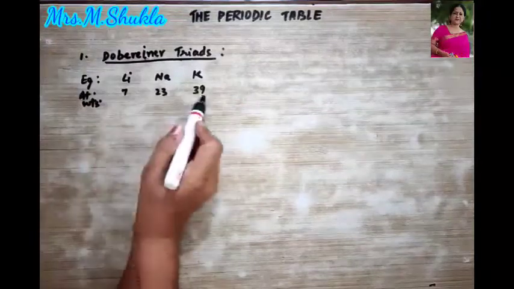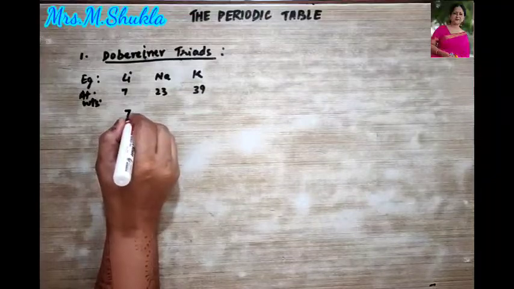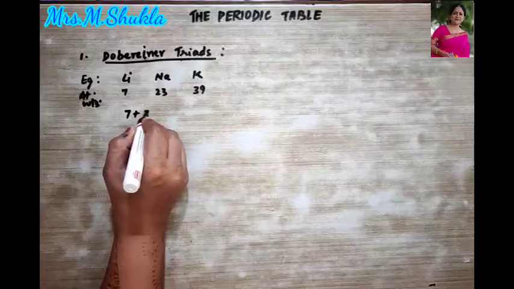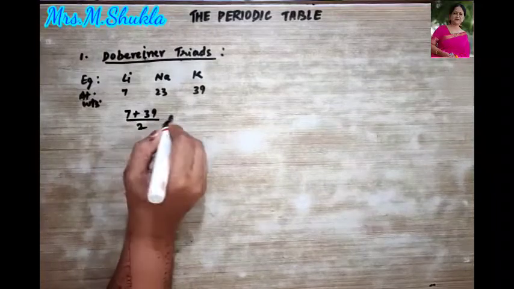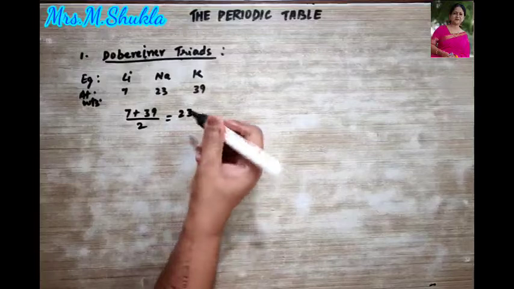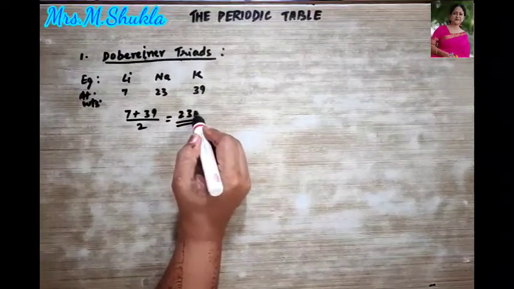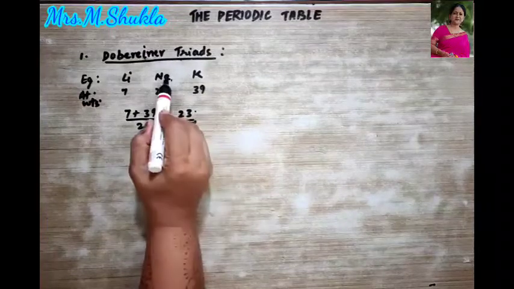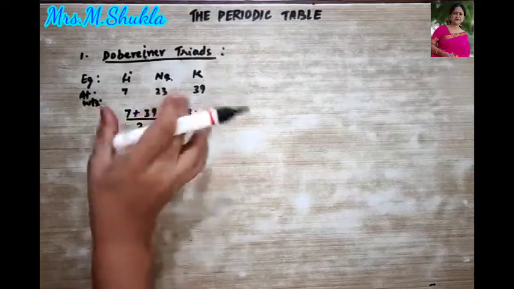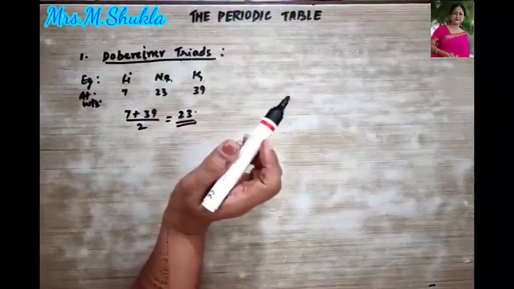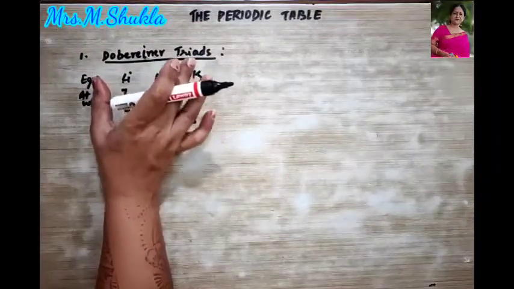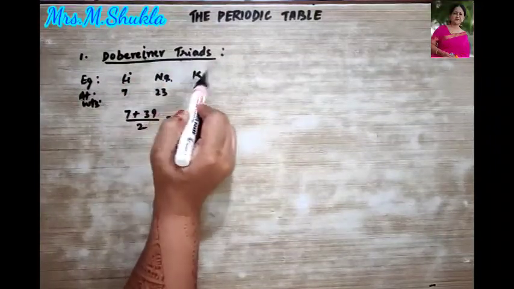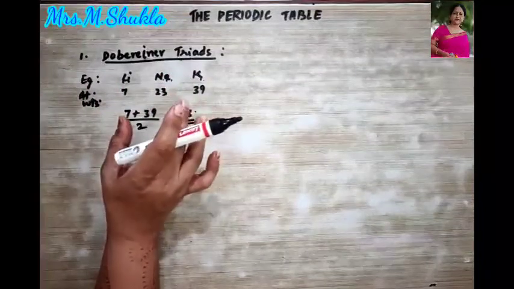So when we add 7 plus 39, as I told you, we take the arithmetic mean of the first and the third. So 7 plus 39 upon 2. What does it give? It gives 23. So he found the element whose atomic weight is 23, and he found sodium is 23, and so he placed sodium in between lithium and potassium, and thus he got the triad, and therefore Döbereiner's law is called Döbereiner's law of triads. Triads means three elements put in one group, right?